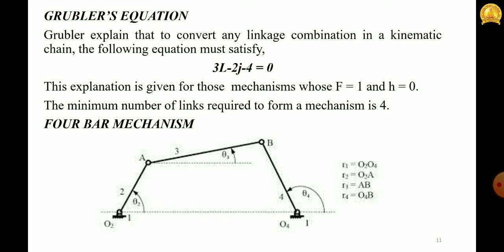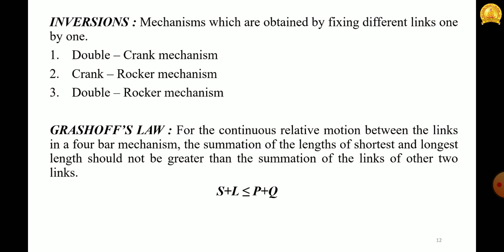This explanation is given for those mechanisms whose F is equal to 1 and H is equal to 0. That is, degrees of freedom is equal to 1 and number of higher pairs is 0. The minimum number of links required to form a mechanism is 4. Next, we can discuss 4-bar mechanism and its inversions. A 4-bar mechanism consists of 4 links and 4 turning pairs. And an inversion is a mechanism obtained by fixing different links one by one.